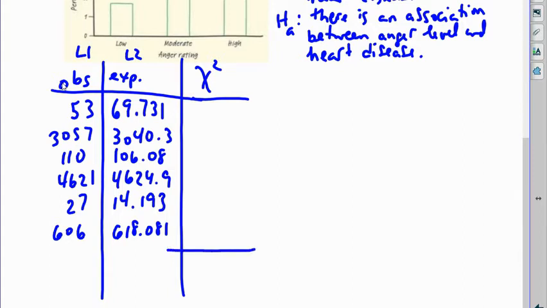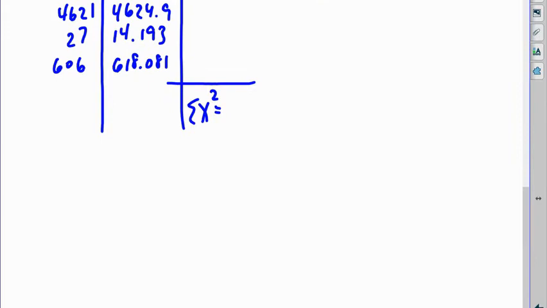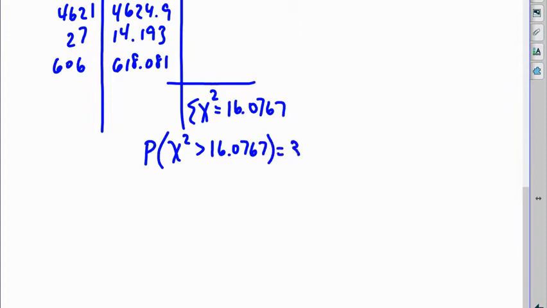I do know already that my sum of my chi-squareds is 16.0767. I know the probability that my chi-squared goes above 16.0767 is extremely low. It was 3.228 times 10 to the negative 4. That was with degrees of freedom of 2, because the calculator, remember, will calculate that for us.